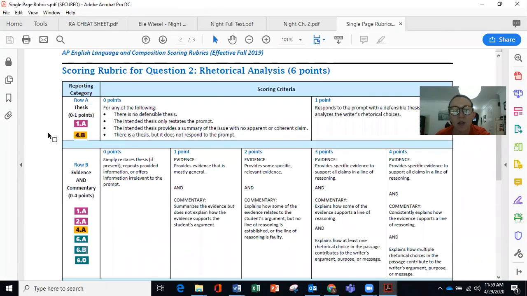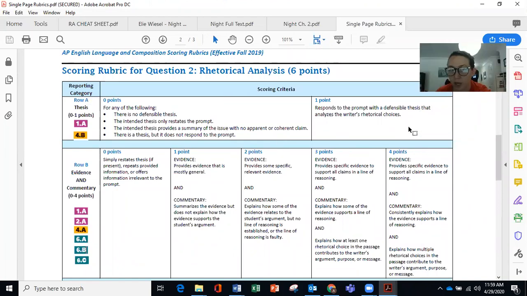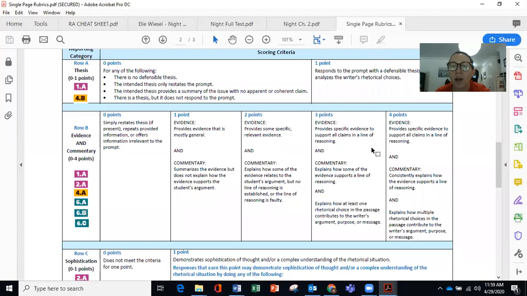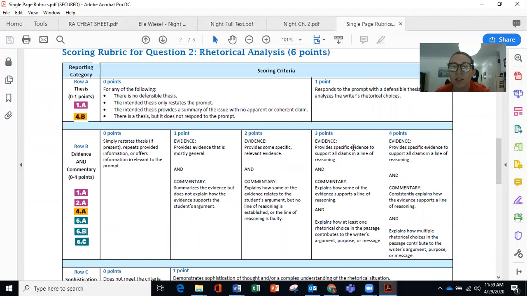And again, this is a 1-page rubric, and again, it is the 6-point rubric. So you will get 1 point if you have a thesis that responds to the prompt that analyzes the writer's rhetorical choices. Most of you do not need to worry about getting the thesis point right now. You are doing fine with that. Where we really want to focus is in the evidence and commentary category. I want you all to be shooting for a 3 at a minimum.